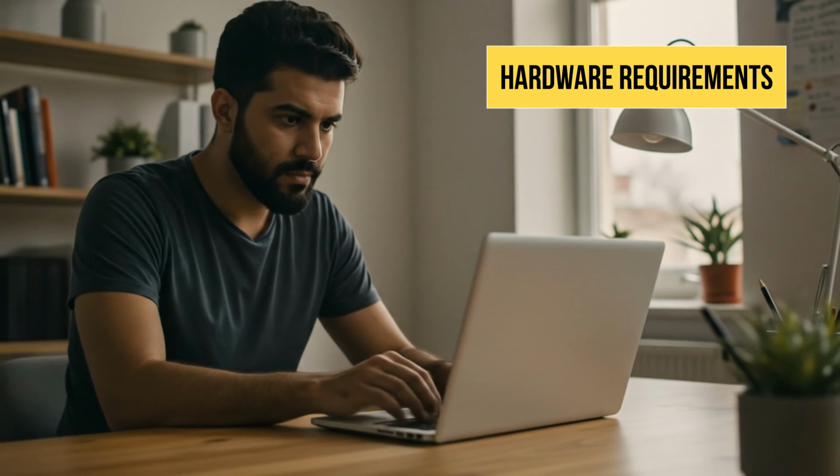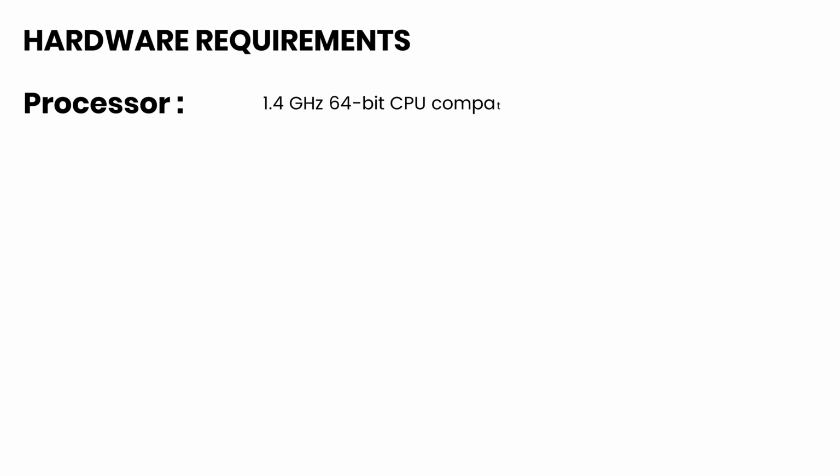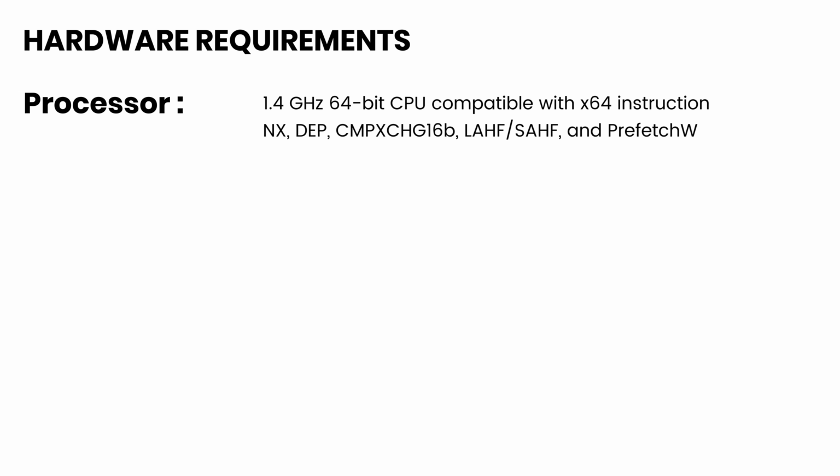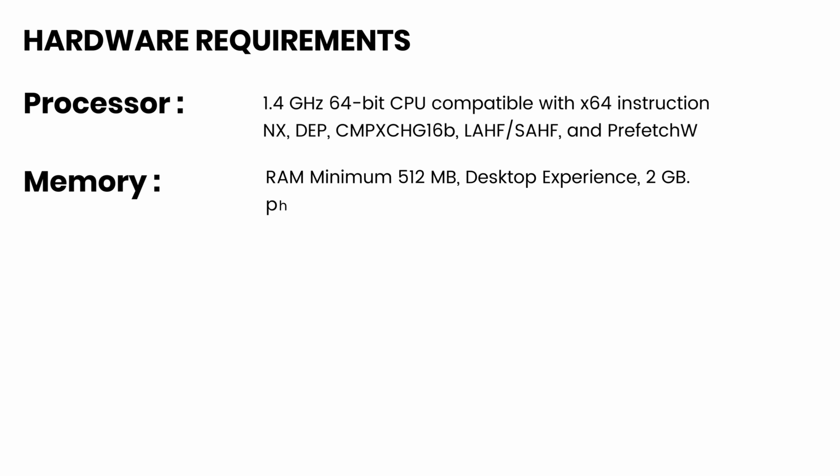So let's get started. Before we start downloading and installing Windows Server 2022, let's talk about the hardware requirements. These are the minimum specifications required to run the operating system smoothly. Processor. You need a 1.4 GHz 64-bit CPU compatible with x64 instruction sets and supporting features like NX, DEP, CMPXCHG16B, LAHF/SAHF, and PrefetchW.